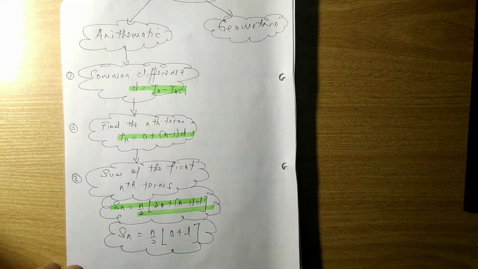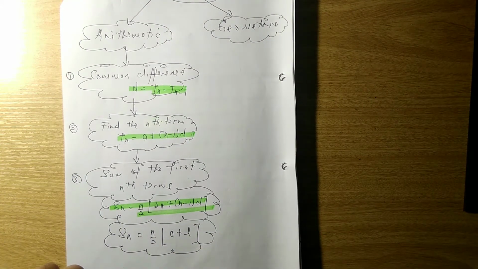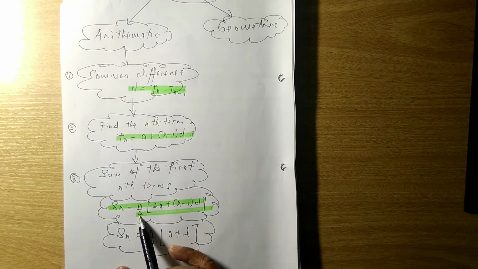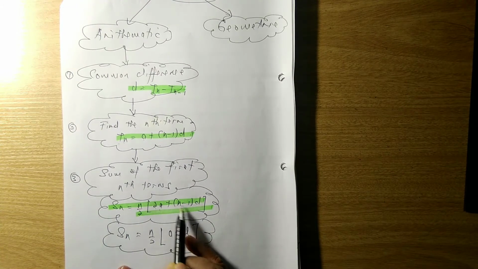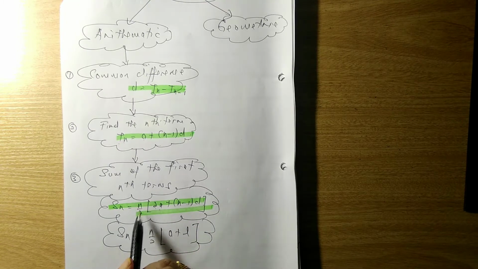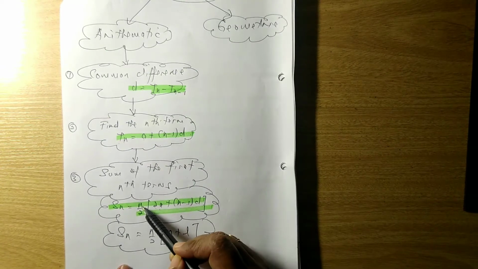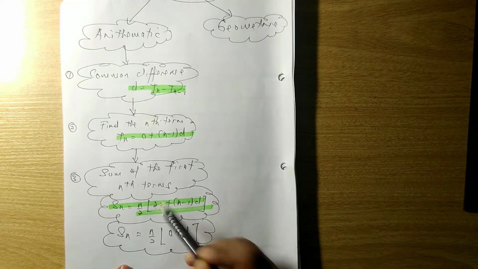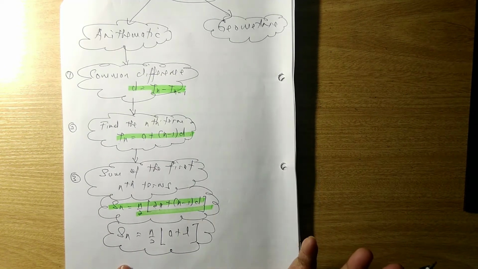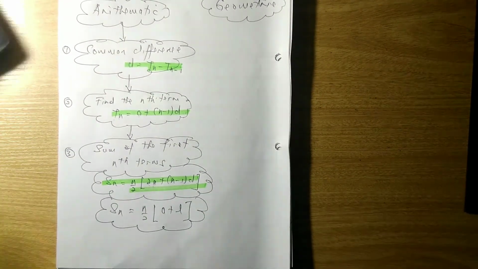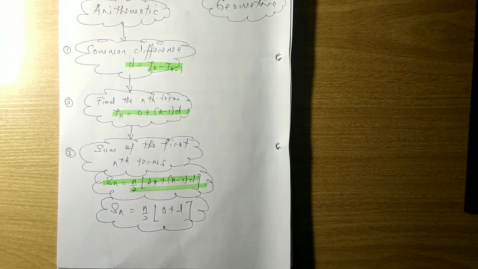So the first one is Sn equals n over 2 times (2a plus (n minus 1)d). So basically it's the same as the previous formula. Your n is the number of terms, a will be the first term, d is your common difference, right? Okay, or there's one more formula that you can actually use.